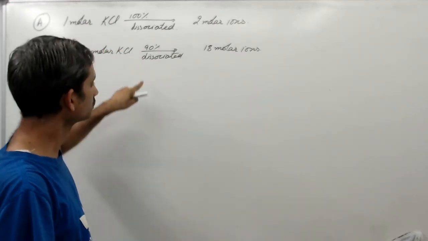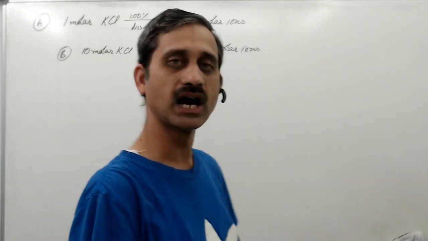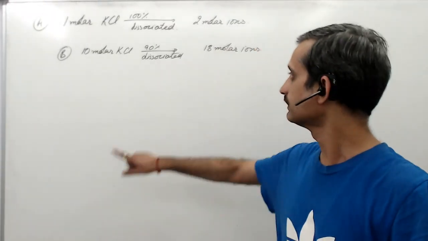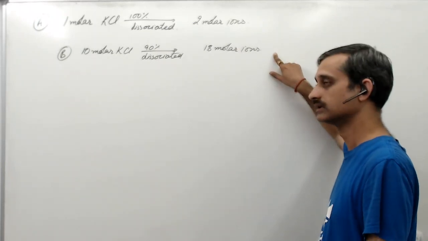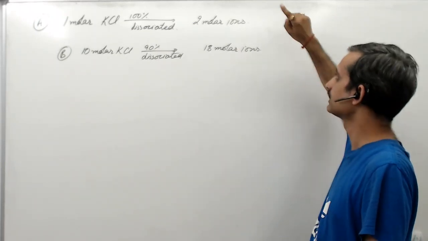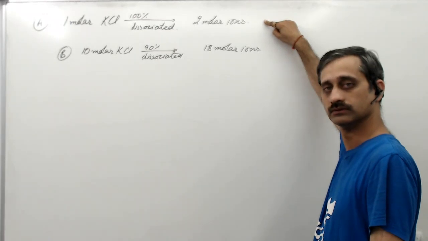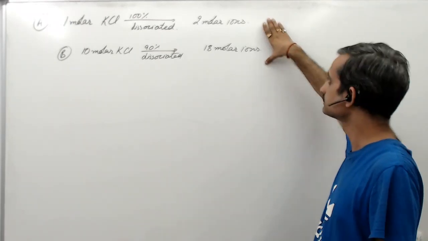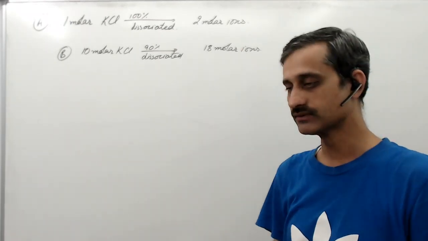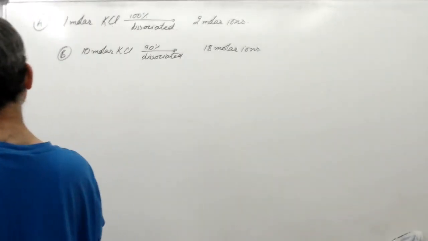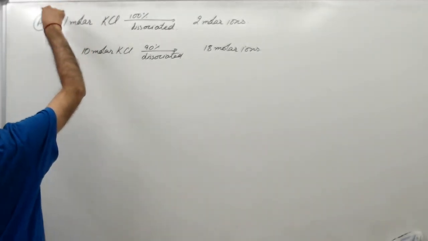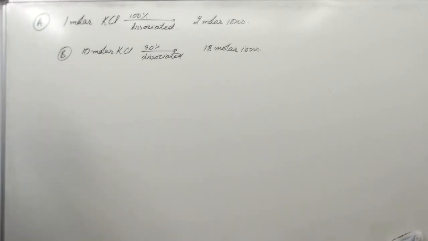And here comes out the difference. If I talk about kappa, then kappa would be higher for the second one. And if I talk about lambda, it would be higher for the first one. Is it clear? Yes, very clear, sir. So the question is simple. Which is going to have a higher molar conductance and which is going to have a higher conductivity? Molar conductance would be higher for the first, conductivity would be higher for the second. Clear? Yes, sir.